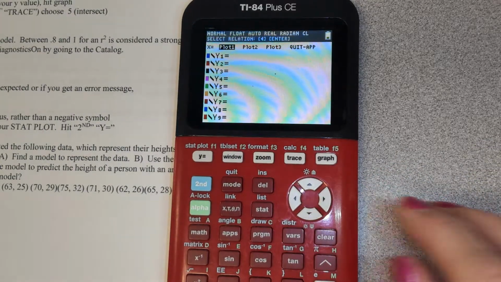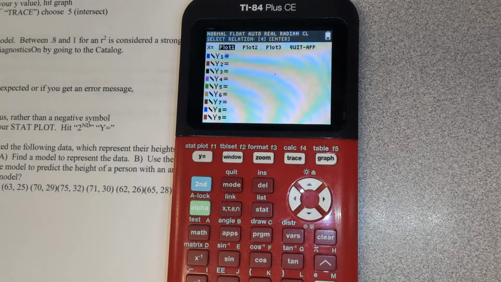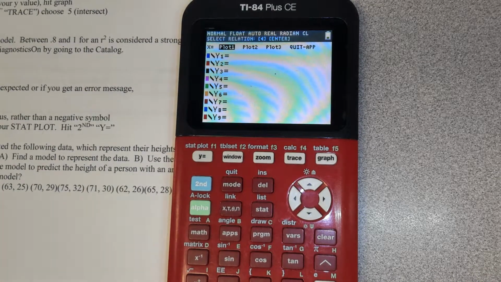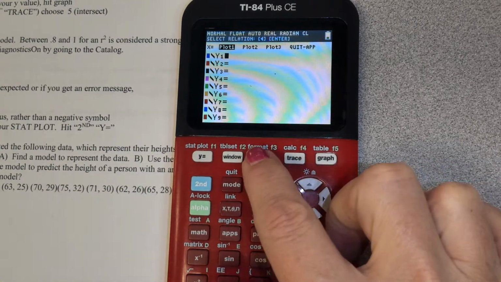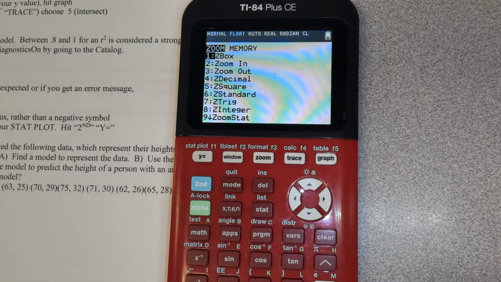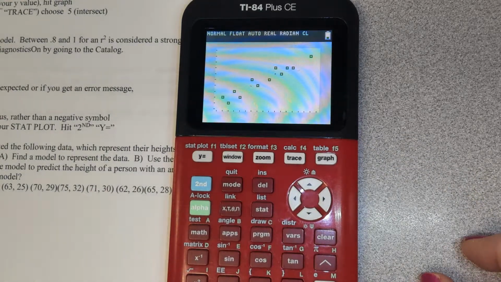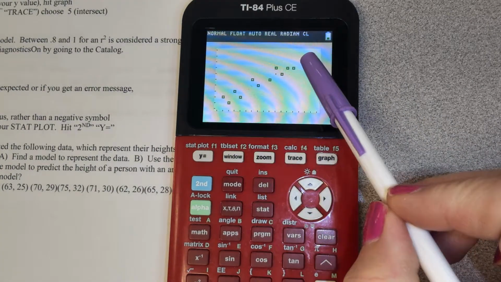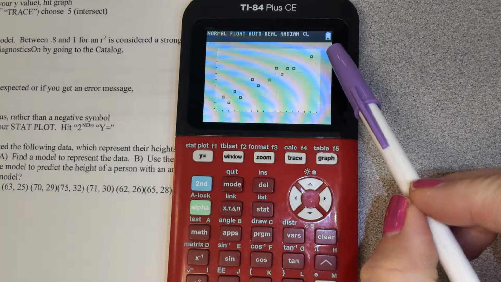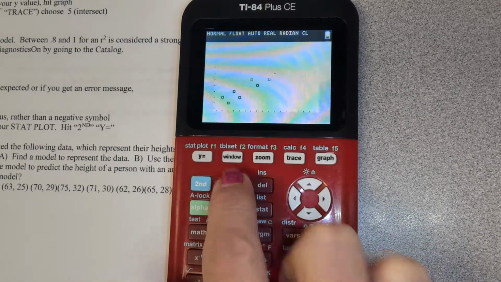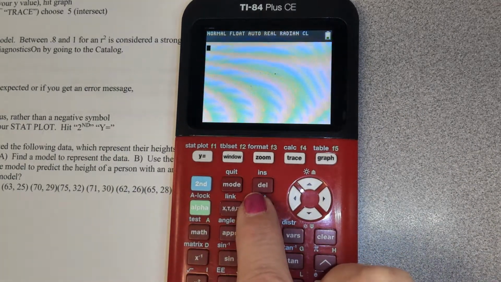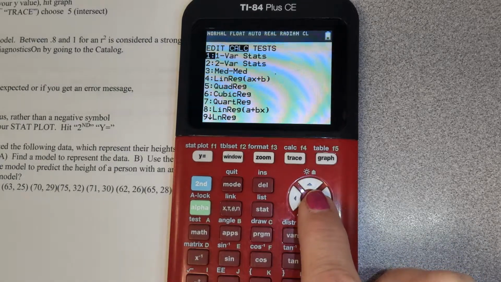Okay? Now we want the calculator to compute the linear regression for us, if that's truly what it is. But before we do that, we want to see our points. To see our points, we're going to do a zoom stat. There are the points. Since they keep increasing, you guys were right, it is going to be linear data. So now we're going to go ahead and quit out of there, and we're going to do stat, calculate.